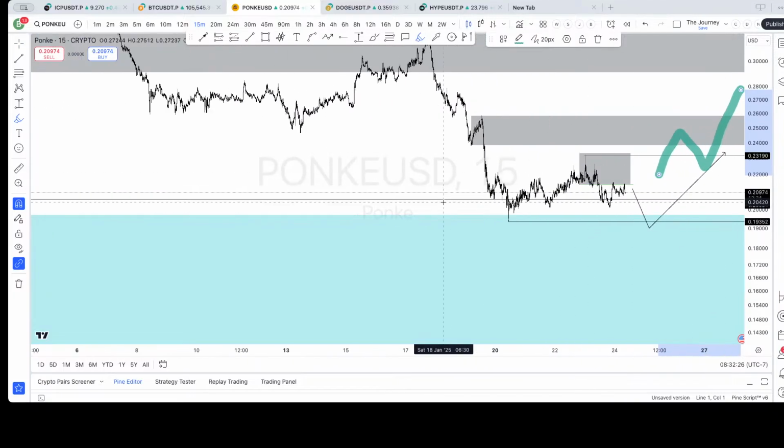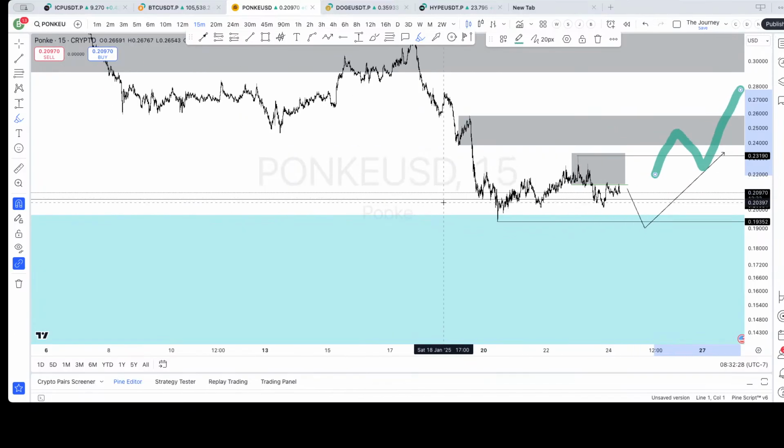But I think you got plenty of time on this. I don't think you got to rush it. But yeah, I think there is a lot of opportunity on that chart. Yeah, no problem.